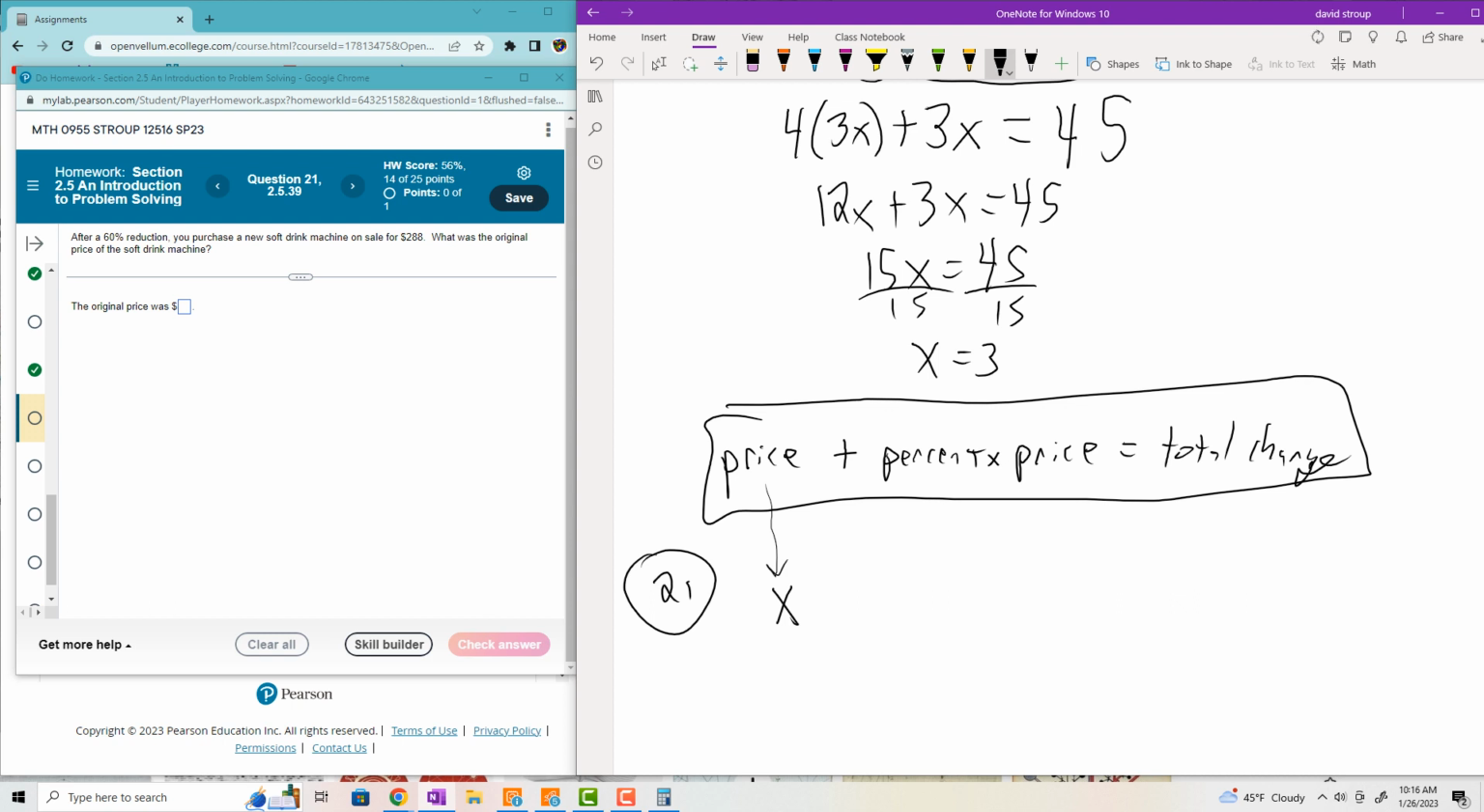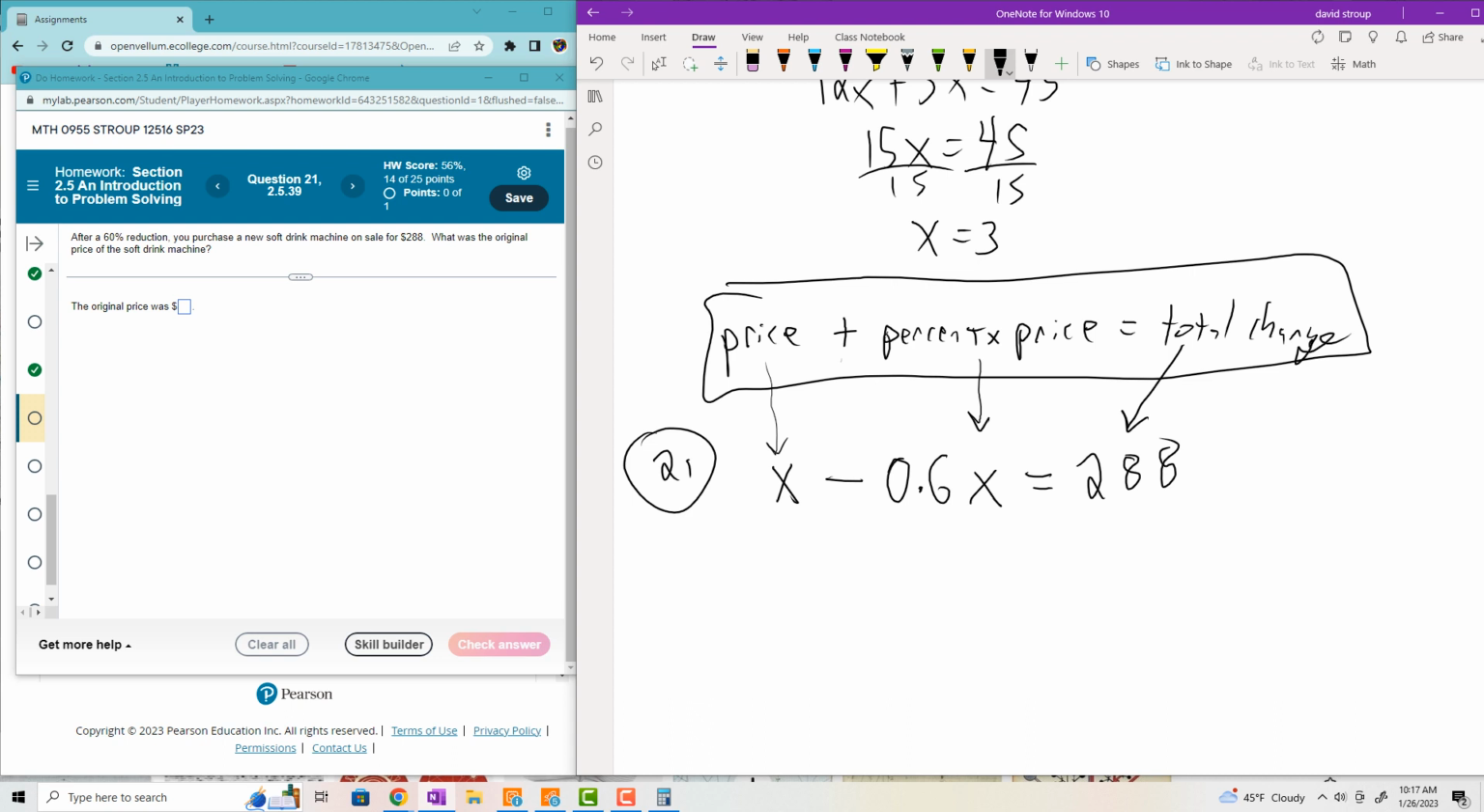Instead of adding on a tax, you're reducing the original price. And it's going to be some percent. In this case, it was a 60% reduction of, means multiply, the original price. And then the new price, the price that you pay, is $288. So it's that form. I had to cheat a little bit with the plus, and this is a minus because it's a reduction. But hopefully you appreciate that it's kind of the same.